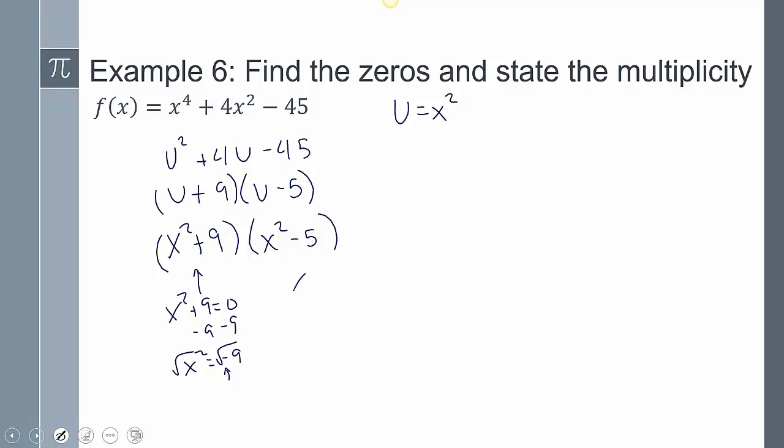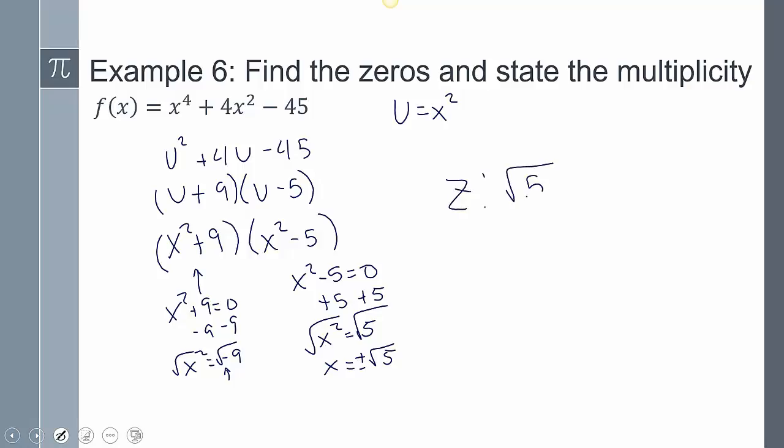But on this one, I can say x squared minus 5 equals 0, add the 5 on both sides, so I get x squared equals 5. Square root both sides, and you're going to get x equals plus or minus the square root of 5. So my zeros are going to be the positive square root of 5, multiplicity 1, and negative square root of 5, multiplicity 1. And that's going to be my answer.